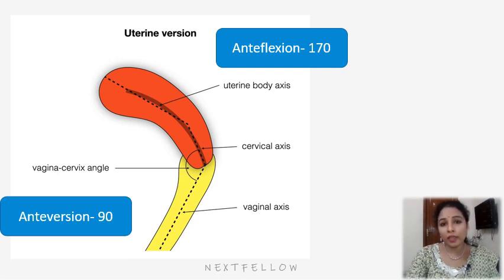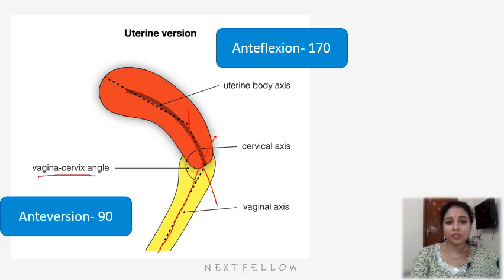Anteversion is the long axis of the uterus which is bent forward. So you have to take the long axis of the cervix. So this is the long axis of the cervix. This dotted line is the long axis of the cervix. And next is the long axis of the vagina. So this angle, which is written here as vaginocervix angle, it is the angle of anteversion. It is around 90 degrees usually.